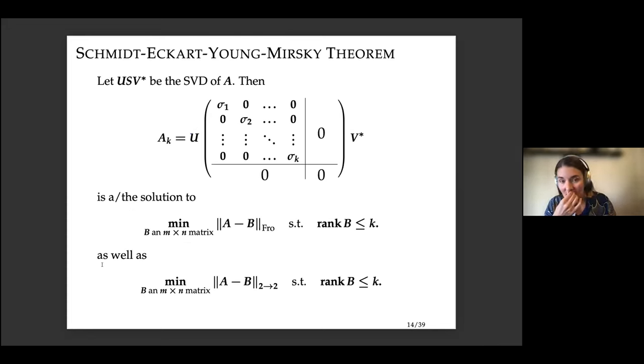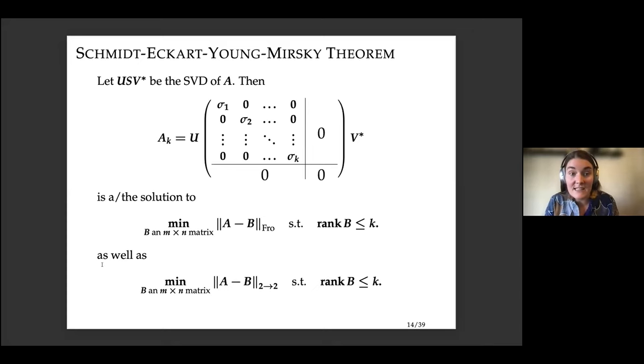So we have this theorem that I keep adding names on because I keep finding out that there's more ways that this theorem has appeared in the literature over the years. So I call it the Schmidt-Eckart-Young-Mirsky theorem. I think a lot of times people will just use the latter three names. But basically what it says is you can use a singular value decomposition to very easily construct a best rank K approximation of a matrix.